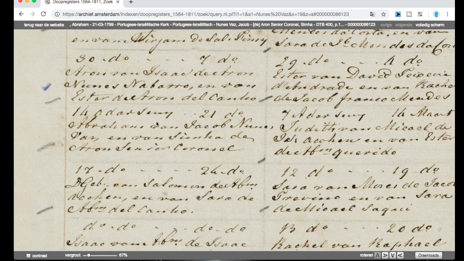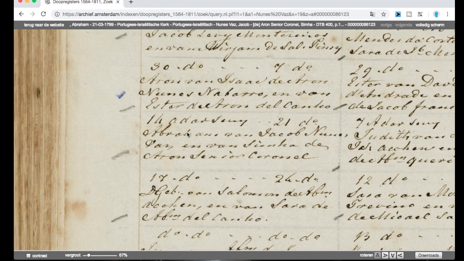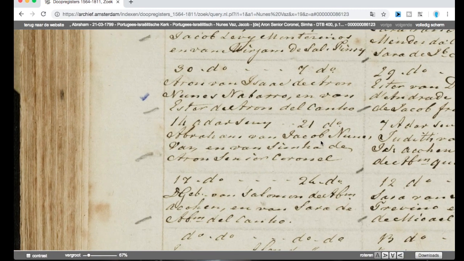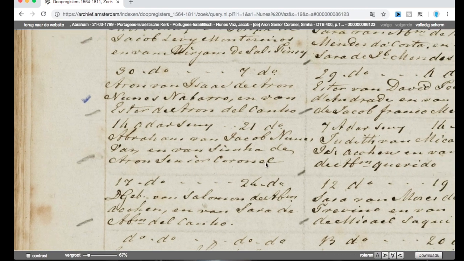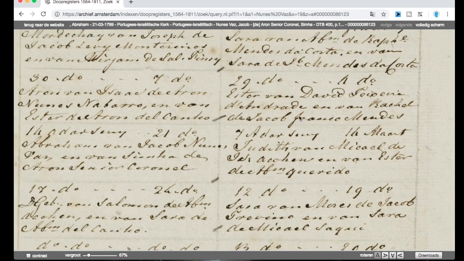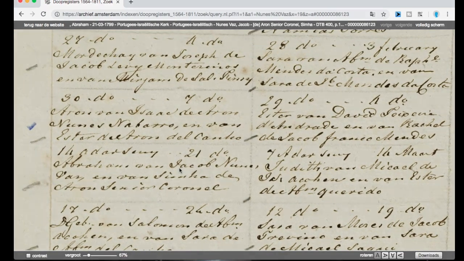So here it is. This is Abraham van Jacob Nunes Vaz. So Abraham, son of Jacob Nunes Vaz, and van Simcha de Aaron Senior Coronel. So this is Abraham, the son of Jacob Nunes Vaz, and Simcha de Aaron Senior Coronel. And he is born in March 21st, 1799.